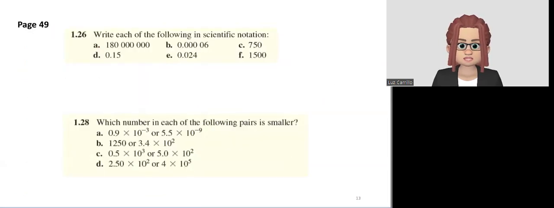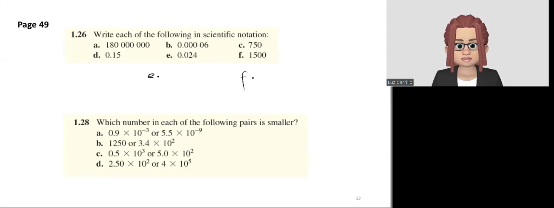These problems are from page 49 in the textbook. Specifically, you see problem 1.26 and 1.28. In problem 1.26, we have to write the following numbers in scientific notation. So let's actually do together letter E and letter F.